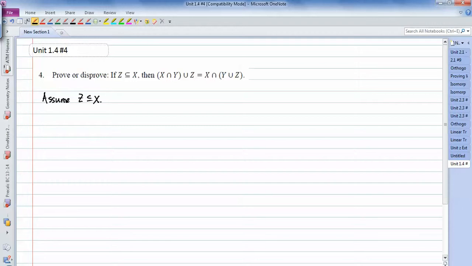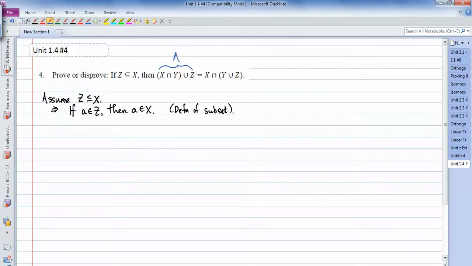Okay, and remember what that means is, therefore, we can say if I pick some element A that's in Z, then that element A is going to be in X. Right? And that's because of the definition of subset.